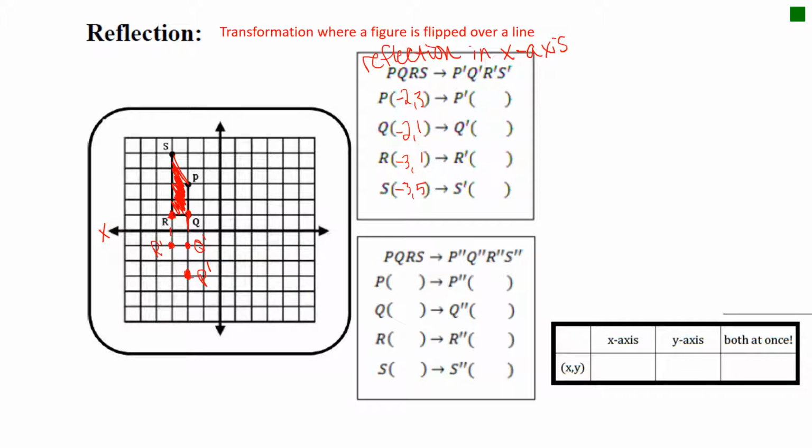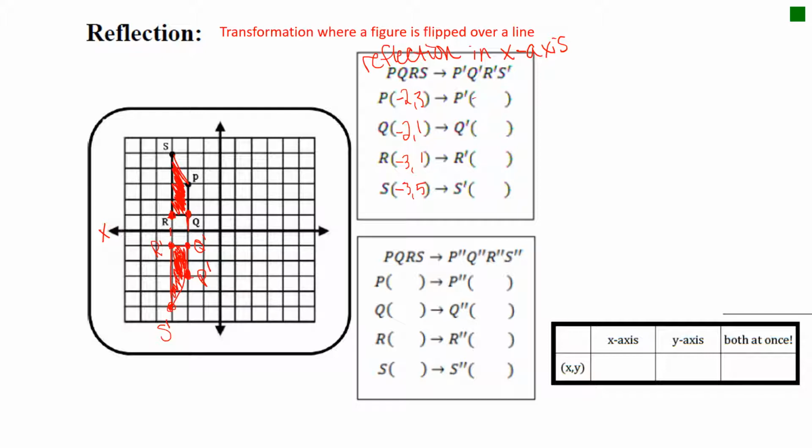And finally, our point S is 5 units away from the x-axis. So I'm going to go down 5. 1, 2, 3, 4, 5. So that is S prime. So let's connect our new image, our shape of the quadrilateral. So let's shade that all in. And then we're going to write the ordered pairs or the coordinates of those 4 new points, P prime, Q prime, R prime, and S prime.